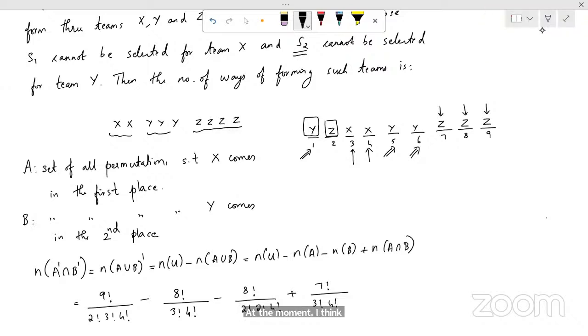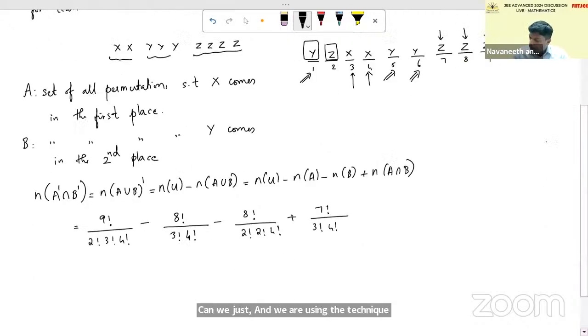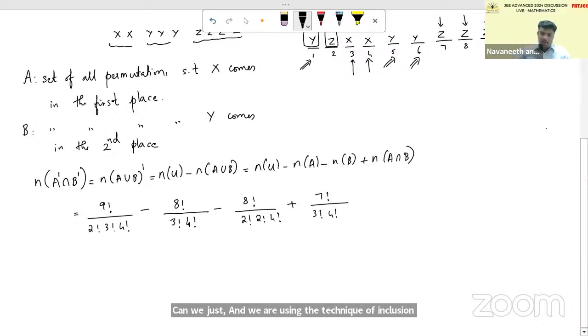Yes, sir. So this was the idea used in solving this question, basically converting a division problem to a permutation problem, so that we can easily apply the constraints that student 1 should not be taken to team X and student 2 should not be taken to team Y. It can be just a permutation problem, and we are using the technique of the inclusion-exclusion principle to solve this. So okay, now let us get to the calculations part.